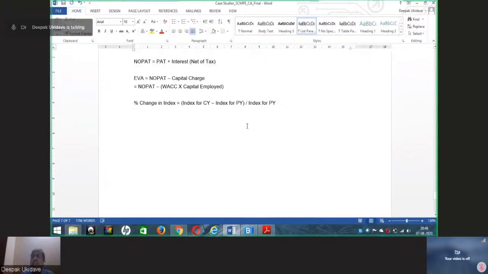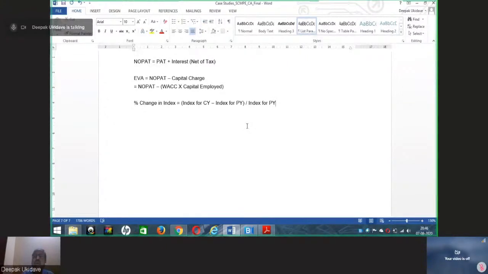All of you are simultaneously working out, I am assuming. So therefore I am writing the formula here as a backup, so you can take down also and you can make use of these formulae. Percentage change in index is index for current year minus index for previous year divided by base year's index, that is index for previous year. Of course multiplied by 100 because it is in percentage. And that will give you percentage change in the index.